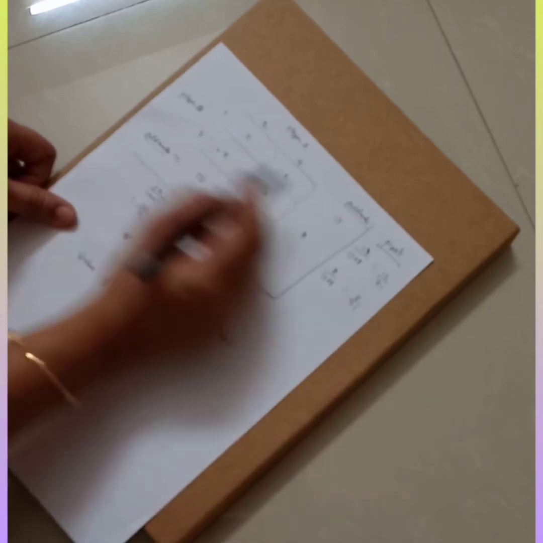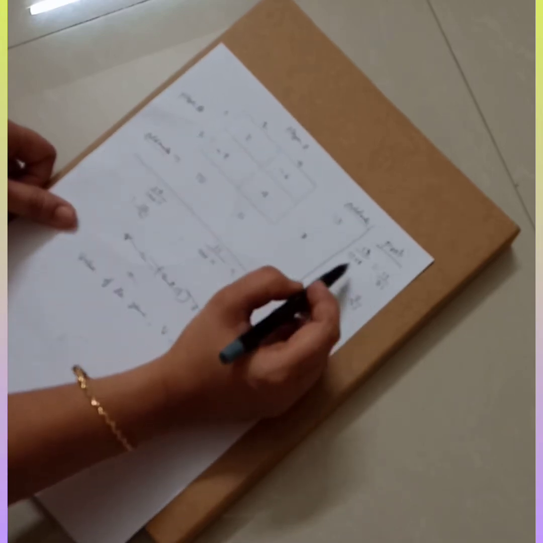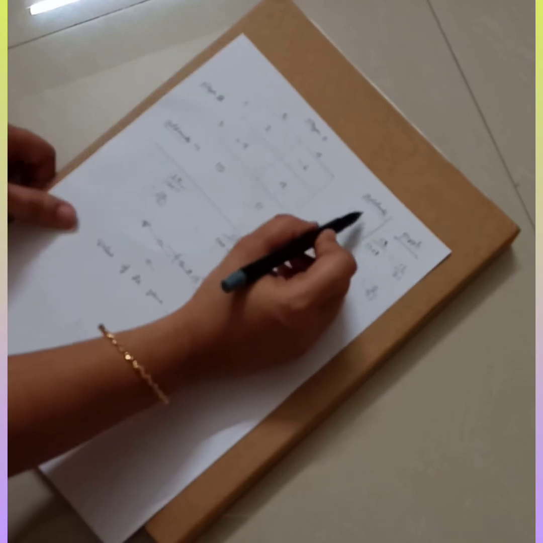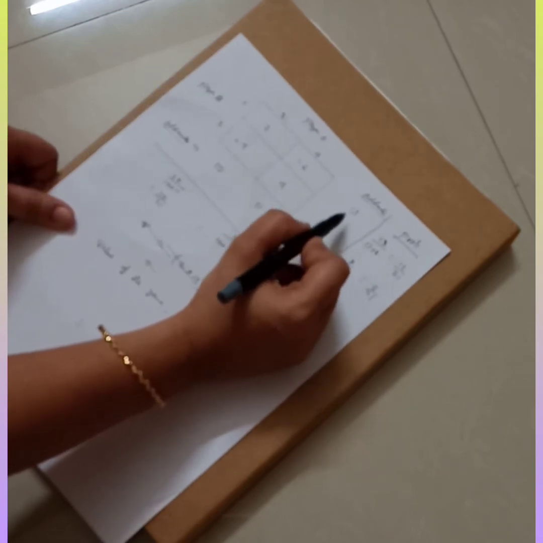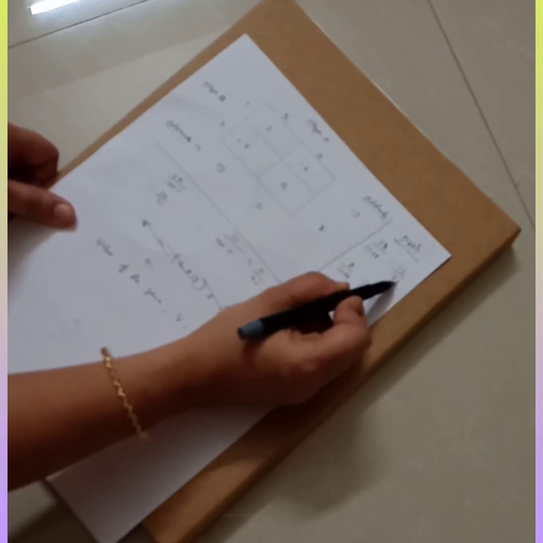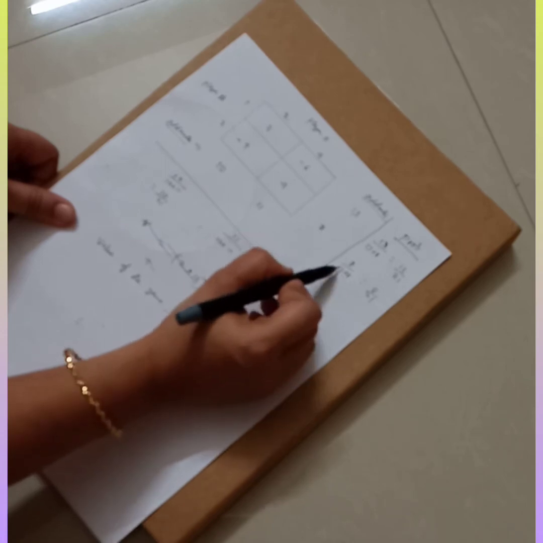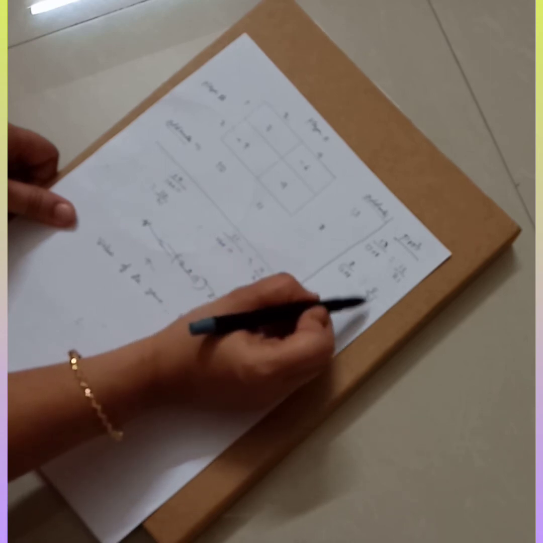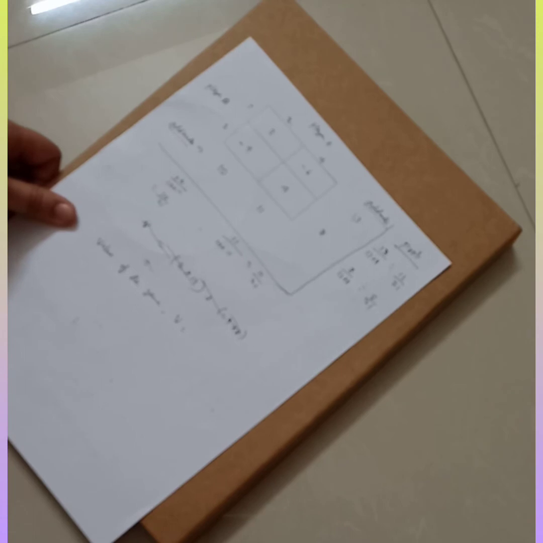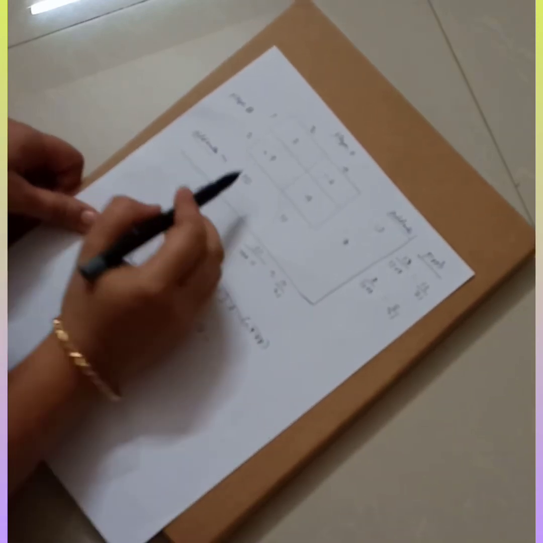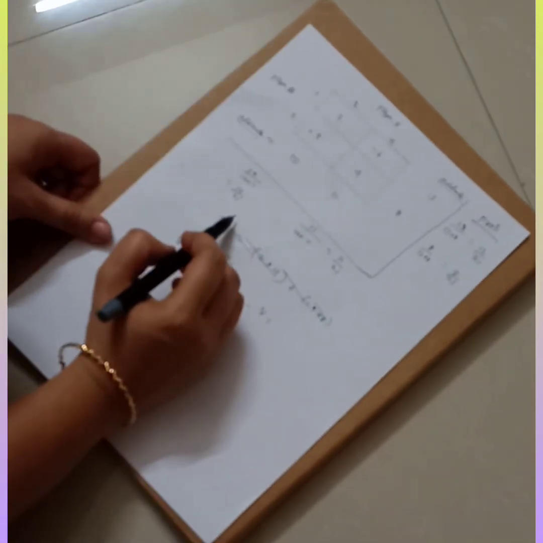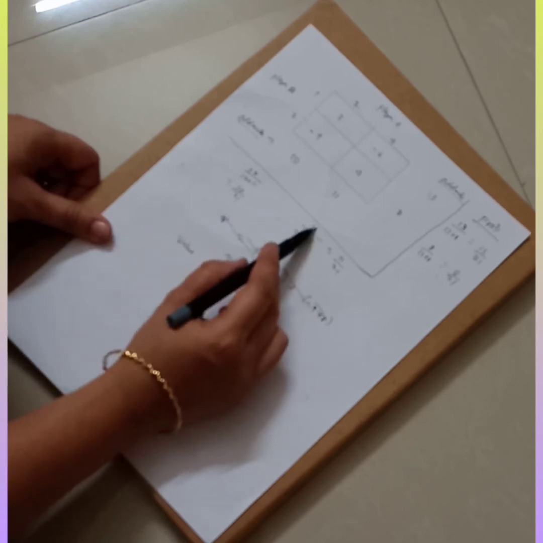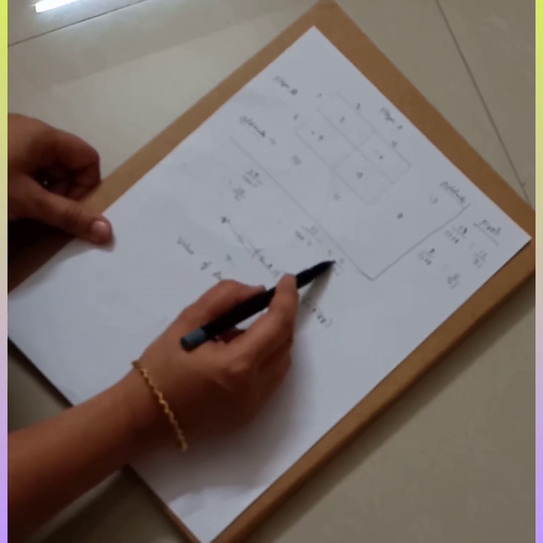Then we find the probabilities. How do we find the probabilities? 13 divided by 13 plus 8 gives 13 by 21. Then 8 divided by 13 plus 8 gives 8 by 21. Again, 10 divided by 10 plus 11 gives 10 by 21. Then 11 divided by 10 plus 11 gives 11 by 21. So this is how you find the probabilities for each.